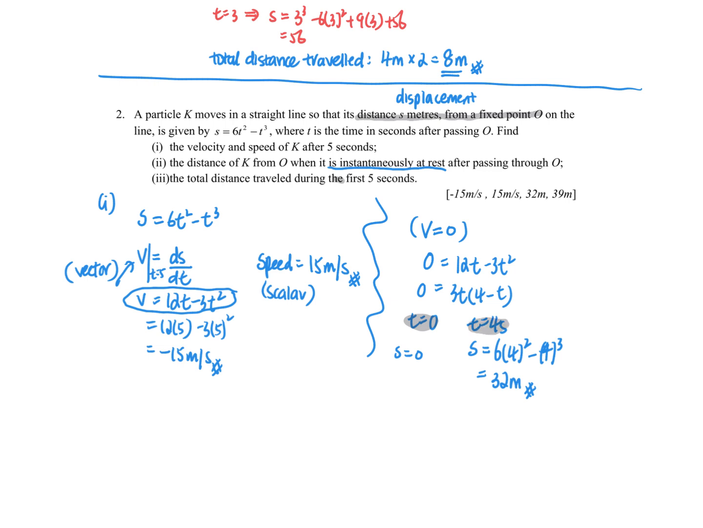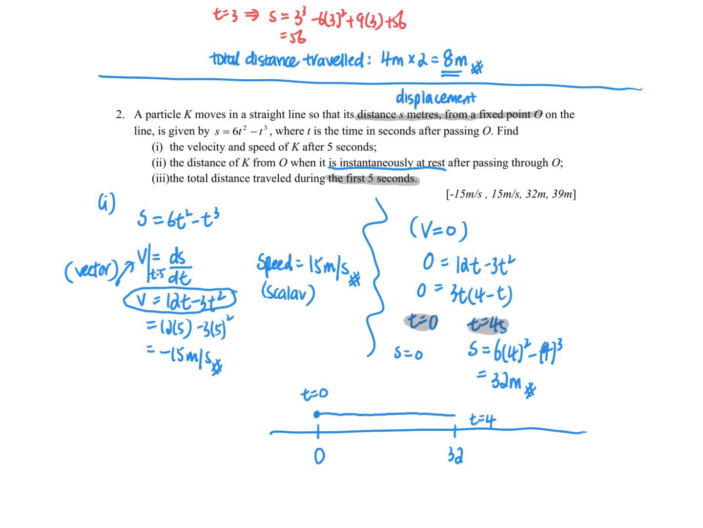But they want you to find the first 5 seconds. So let me first draw the chart. Let's say this is your origin. At T equals 0, you are here. Okay? And then at T equals 4, you are 32 meters away from this point. That's what they are trying to tell you at T equals 4.